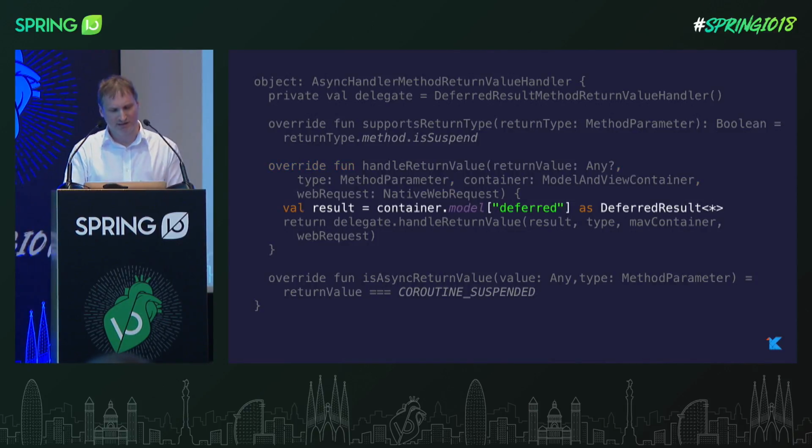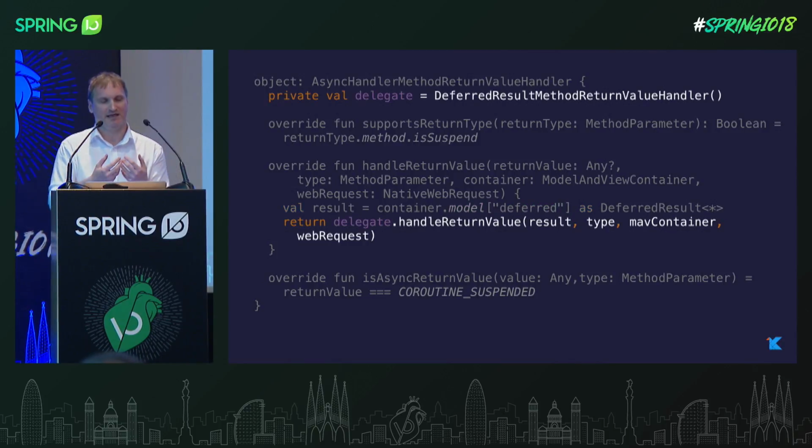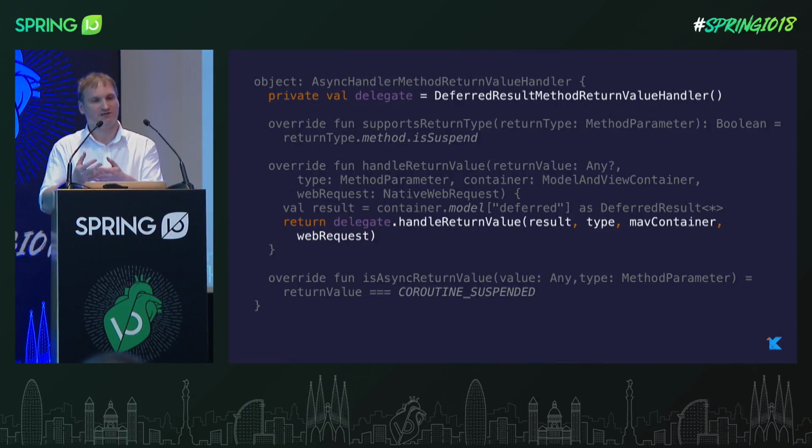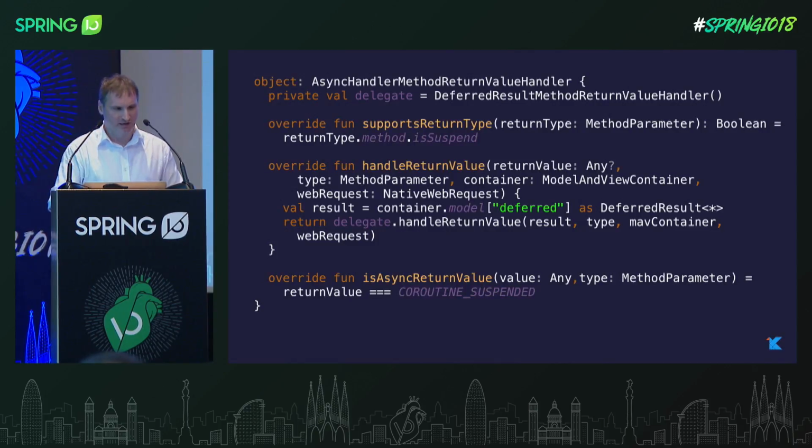What we'll do is retrieve the DeferredResult that we remembered in the previous handler, and then we'll delegate the handling to the DeferredResult handler, the default one from the Spring framework. By combining those two handlers, the one for the parameter and the one for the return type, we now have a solution for this problem where we can have suspending functions as web methods.